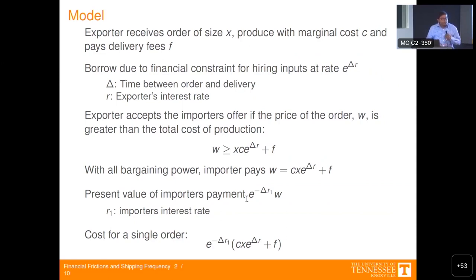So the exporter will accept the importer's offer of supplying order X if the cost W is greater than XC e^(δR), so the production cost plus the delivery fee. But usually in this case, importers have all the bargaining power, and they are minimizing their procurement cost, so they will only pay the equal amount of that. And now the present value will be e^(-δR1)W. R1 is the importer's interest rate. So there are these two interest rates: one is the exporter country interest rate, and another one is the importer country interest rate. So the cost for a single order will be e^(-δR1) times the order size amount.